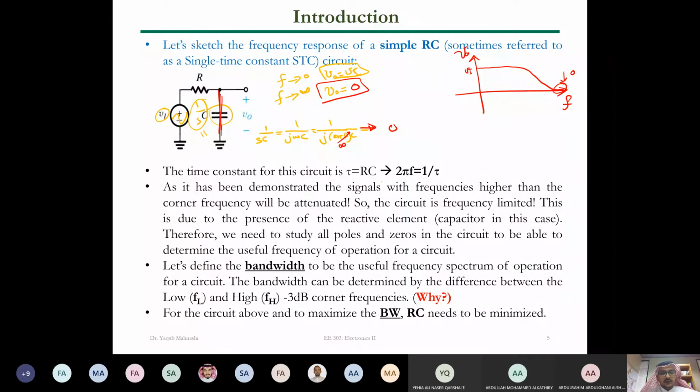Make sense? So this is one step. You just draw the extremes. If you have a 0 value for the frequency, which is DC, what will be the behavior of your circuit? The same when it comes to infinite frequencies, just thinking. Then we are interested to know where this one starts to decrease.